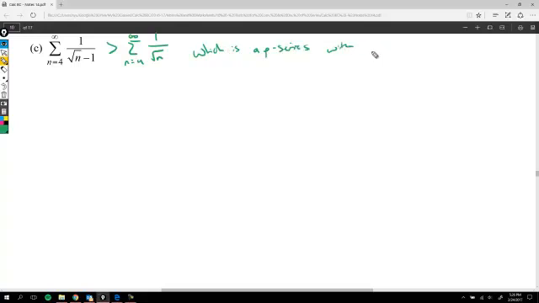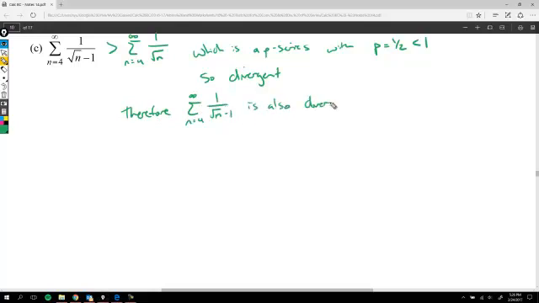And my p-value is 1/2, which is less than 1, and therefore this summation is divergent. Okay, and because my divergent series is less than my given series here, I can say therefore my given series is also divergent by the comparison test.